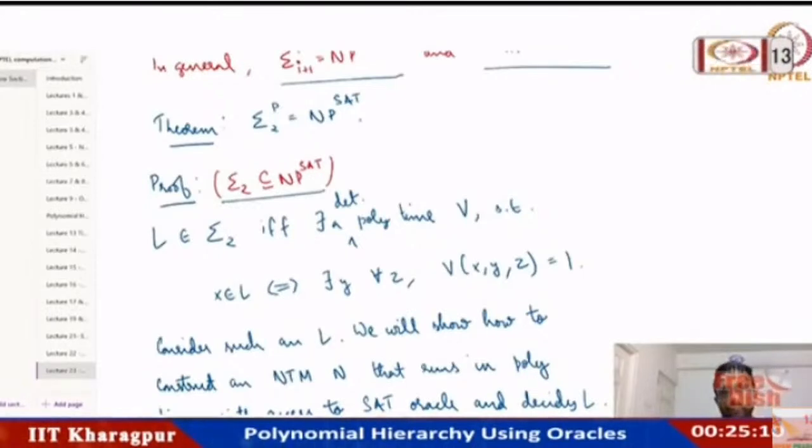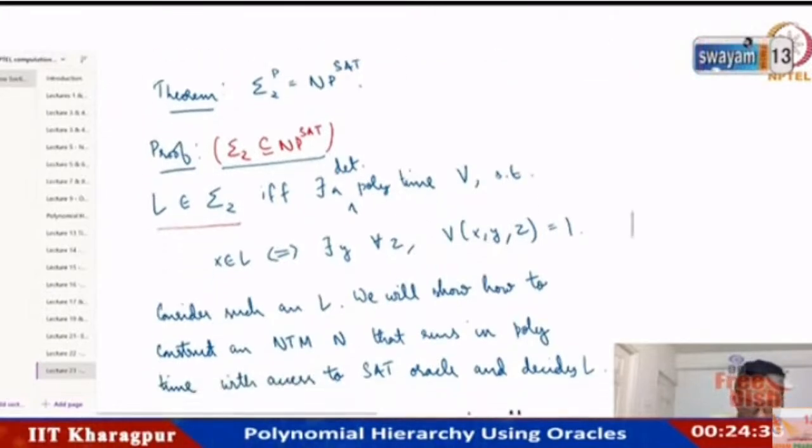And how do we show that one set is contained inside the other? The standard trick is to pick an arbitrary element of the first set, in this case sigma 2. So let L be a language in sigma 2, and now we will show that this L is in NP with access to a SAT oracle. If we can show an arbitrary member to be there, then any member is there, and so this is a subset of that.